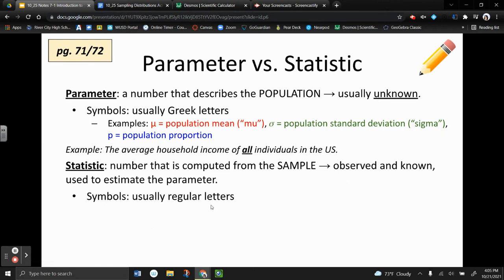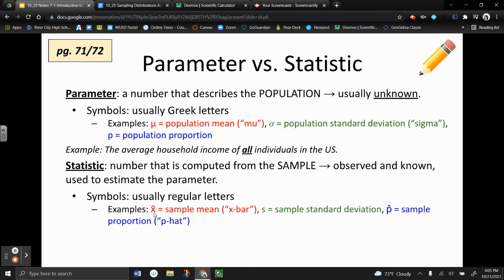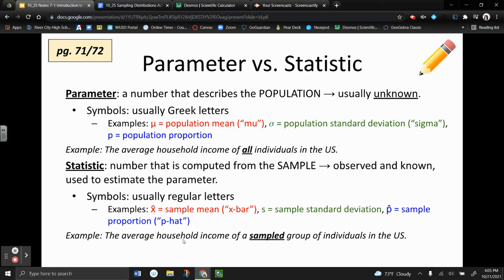The symbols we use for statistics are usually regular letters. For example, we use the symbol x bar for the sample mean. We use s for the sample standard deviation, and we use p hat for the sample proportion. These symbols we would use to describe the sample. These are all statistics. For example, the average household income of a sampled group of individuals in the US would be considered a statistic. So that average, x bar, would be a statistic.